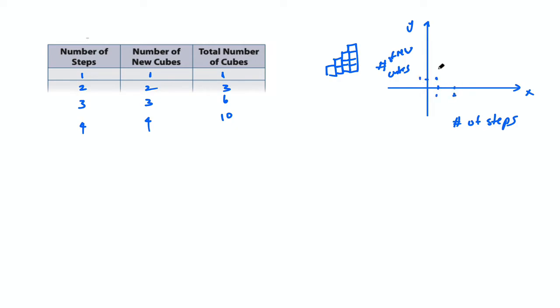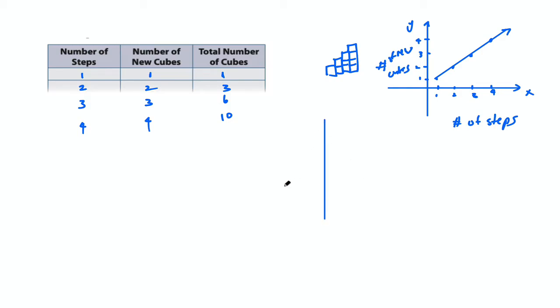Next we have 2, and then we have 2. Then we have 3, and then 3, so that's around here. And then 4 and 4, right? So there's something interesting about this, is that it makes a straight line just going this way.